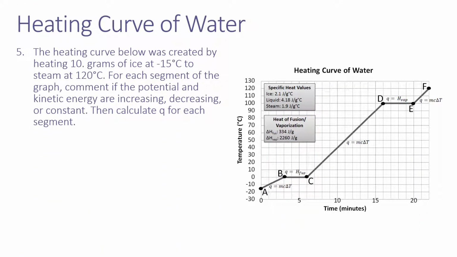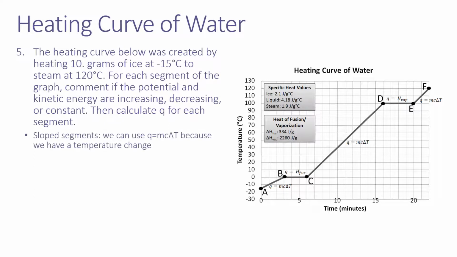For number 5, we're given a heating curve and we're asked to do some calculations here. So the heating curve that we're looking at was created by heating 10 grams of ice at negative 15 degrees Celsius all the way up to steam at 120 degrees Celsius. So for each segment of the graph, we're going to look at the potential and kinetic energy, and then we're going to calculate heat. We're going to calculate Q for each segment.